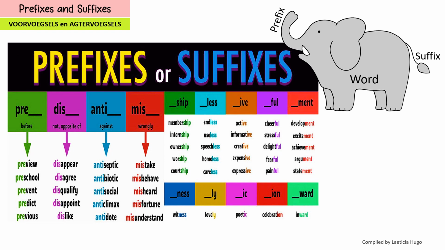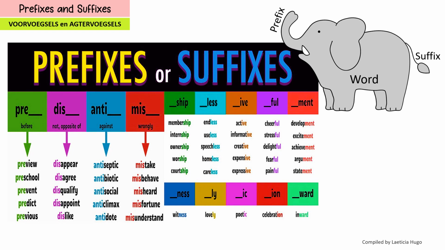Antiseptic, antibiotic, antisocial, anticlimax, antidote. Then in the red block, miss. Miss, if you put that in front of a word, it means wrongly. So it's a mistake, miss. Mistake, first one. Misbehave, misheard, misfortune, and misunderstand.